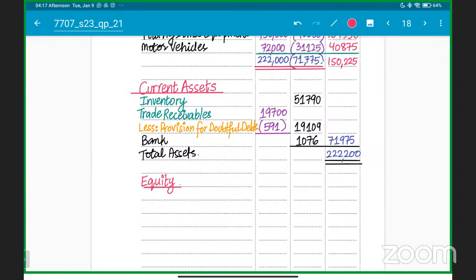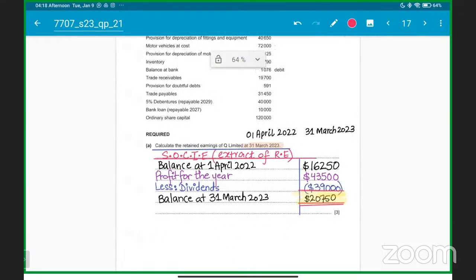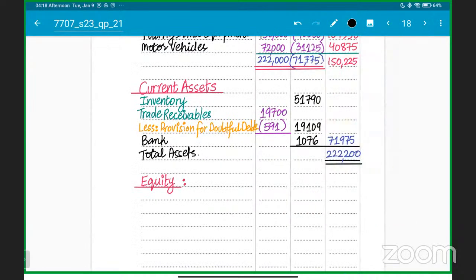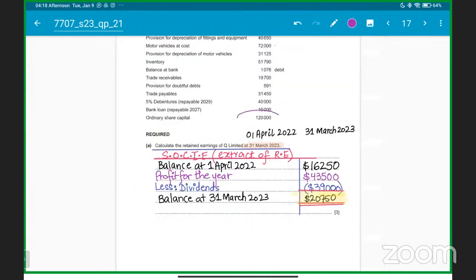If we talk about the equity section, it will be starting with the equity section. Now, here we have to understand what comes in equity. So we have to take ordinary share capital. Make sure ordinary share capital will definitely come in: $120,000 as the ordinary share capital. You always start with that. There is share premium as well, but they have not given us any share premium. So it's only ordinary share capital in the equity section.